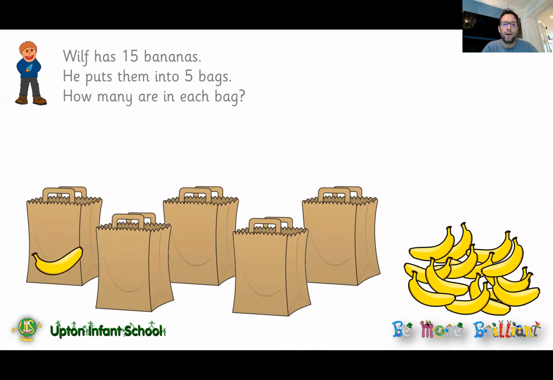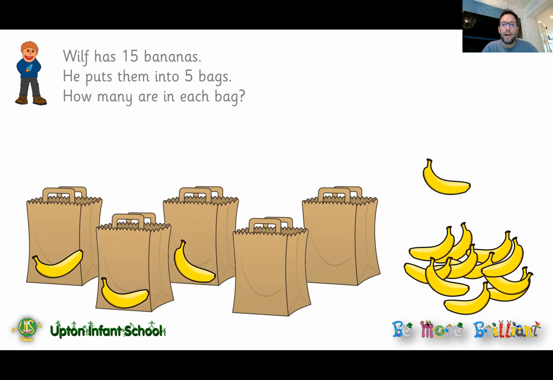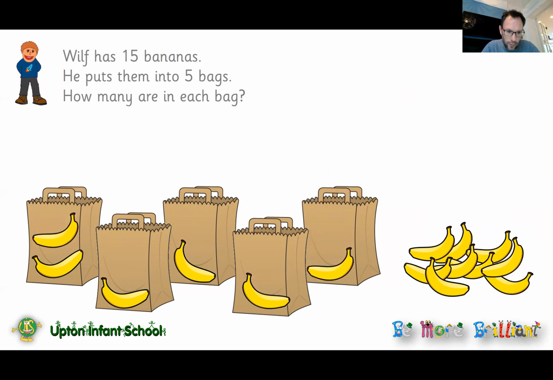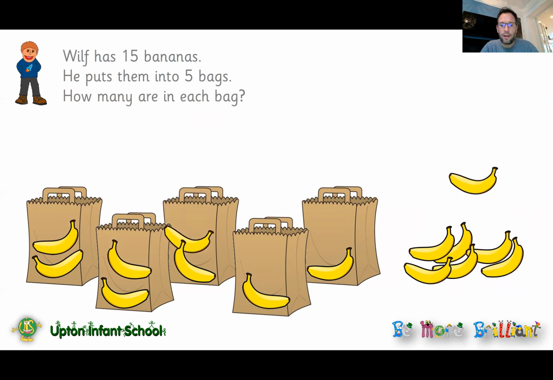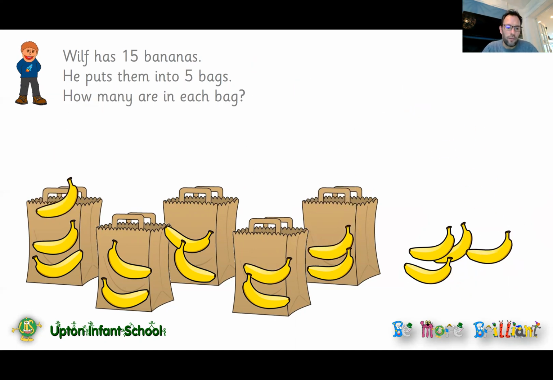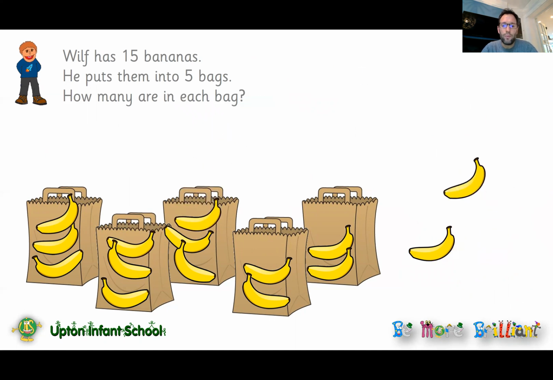So 1 banana there, 1 in that bag, 1 in that bag, and 1 in that bag, and 1 in bag number 5. And then we go back again to the first bag, 1 in there, 1 in the second bag, 1 in the next bag, 1 in that bag, and then 1 in that last bag. And then we go again, 1 for you, 1 for you, 1 for you, 1 in that bag, and that last one in there. And we have shared them out equally because every bag has got the same number of bananas.